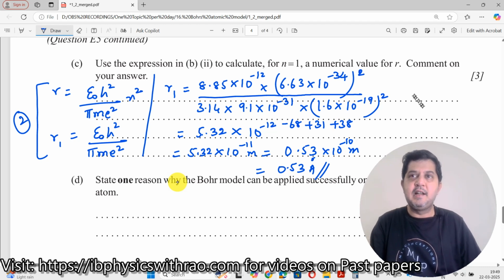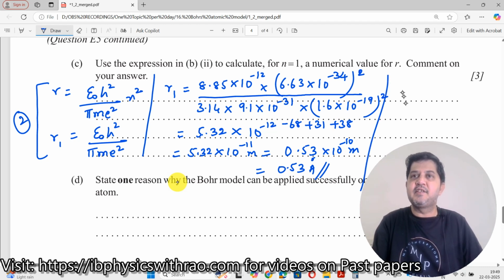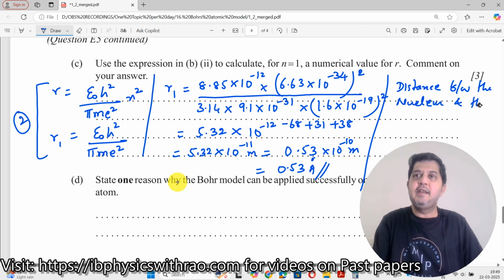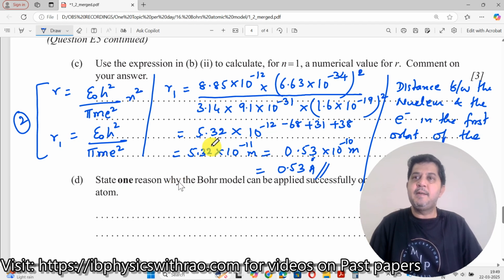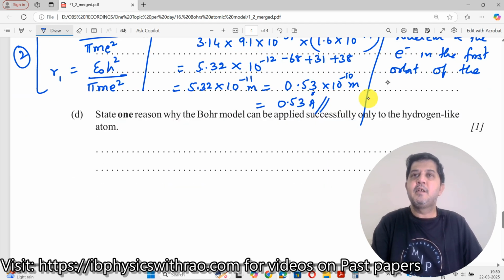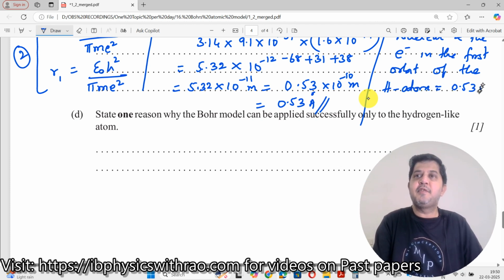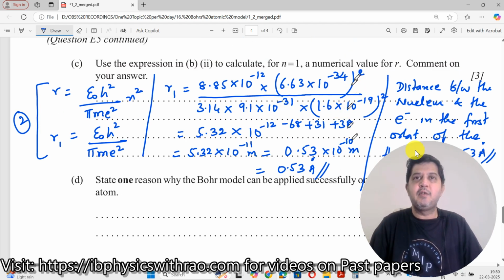This is nothing but the distance. We can now write: distance between the nucleus and the electron in the first orbit of the hydrogen atom is equal to 0.53 angstroms. How do I know to write so much? If you ask this question, how do I know to write so much?